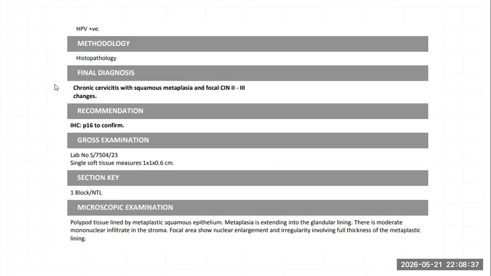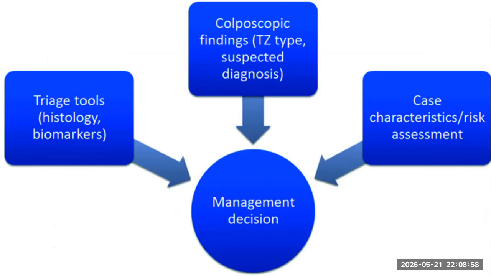I wanted to tell you what the histopathology was: chronic cervicitis with squamous metaplasia and focal CIN2 and 3. This was the report given, and then the pathologist said IHC P16 to confirm, which came out positive, and because they had already done the LEEP, the procedure was complete and the patient was treated.